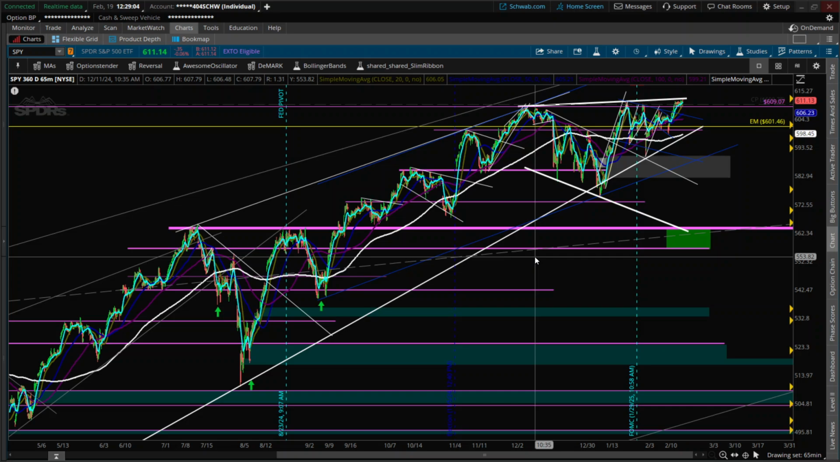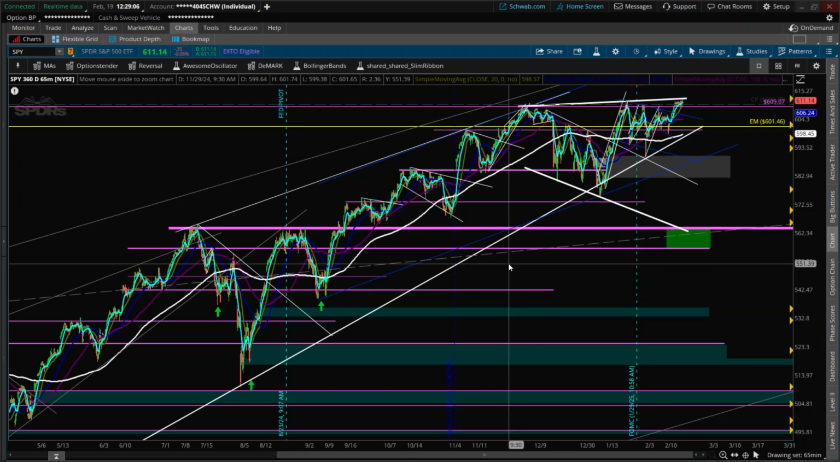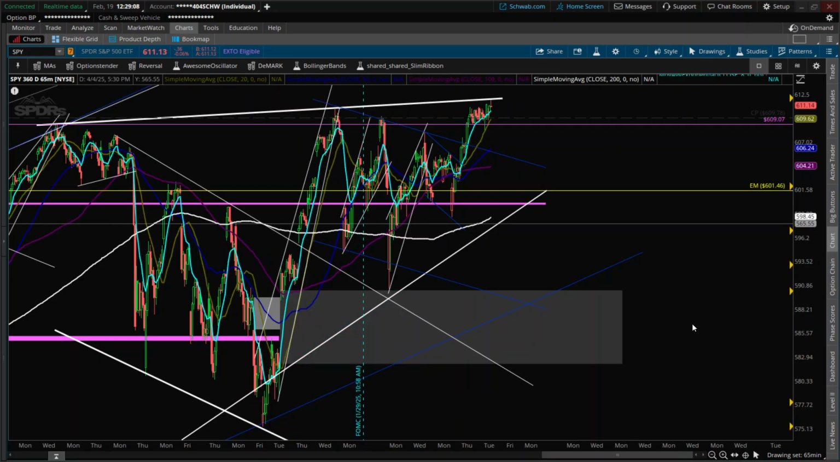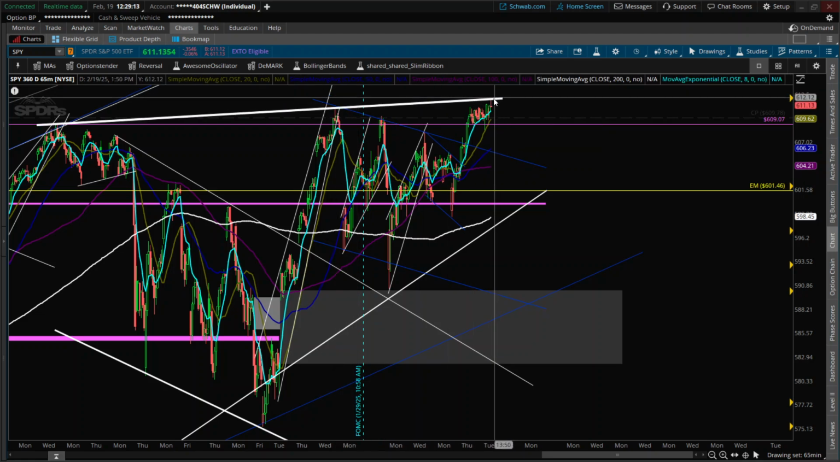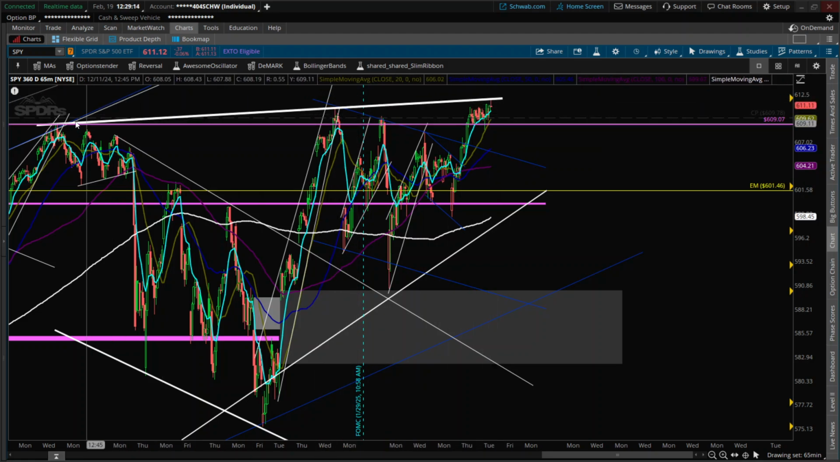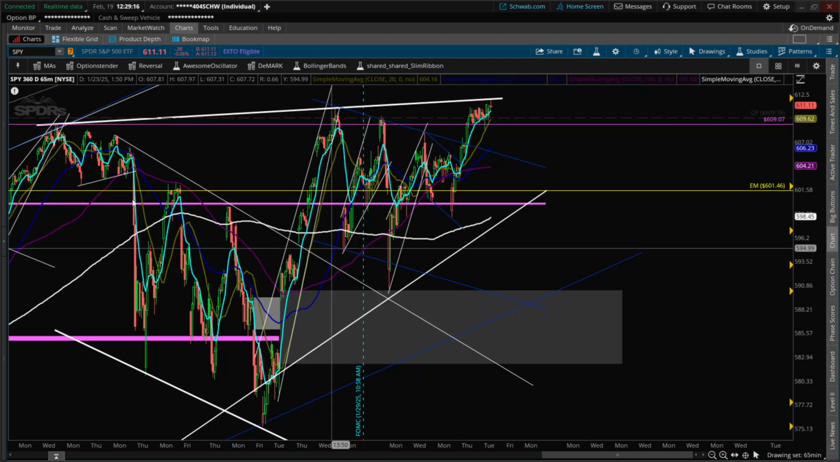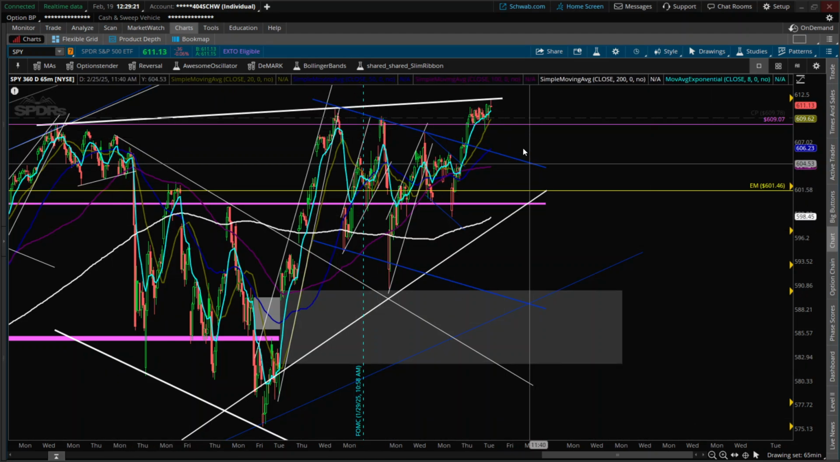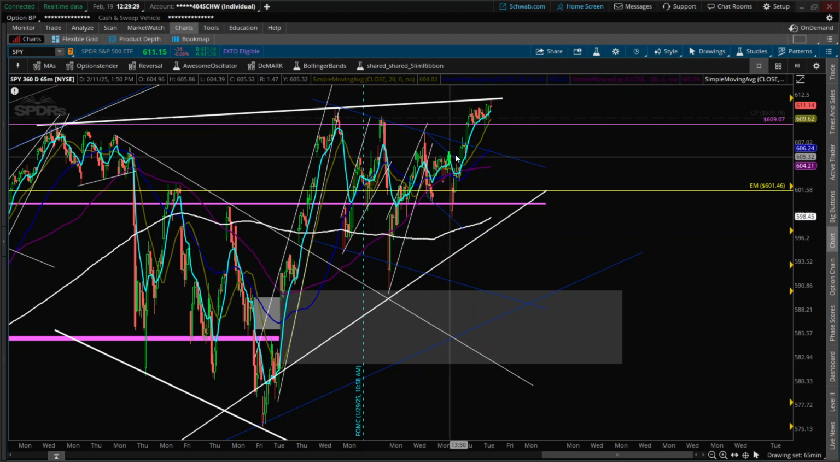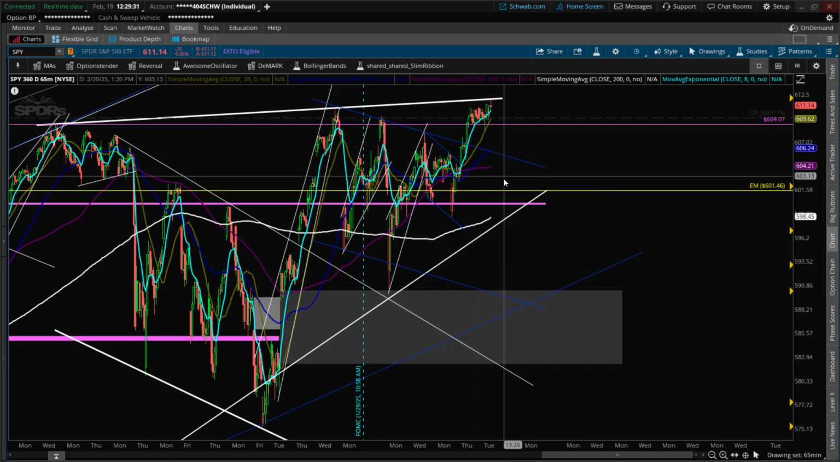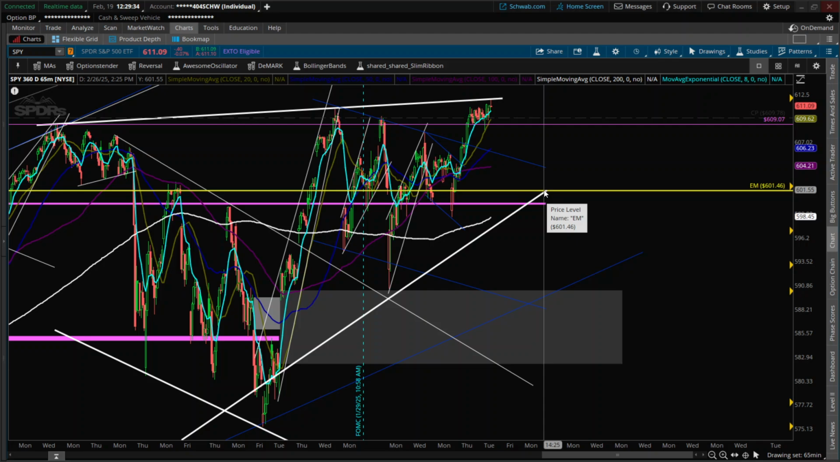On that 65 minute, here's what we're monitoring. We're getting a rejection right off of the trend line. That's the historic trend line, and it also coincides with the top of this megaphone type pattern. So the bulls, if we're looking for a reversal here, really want to hold this flag breakout. But if that doesn't hold, then the trend line should be next, okay?